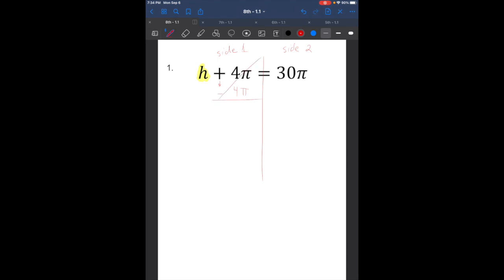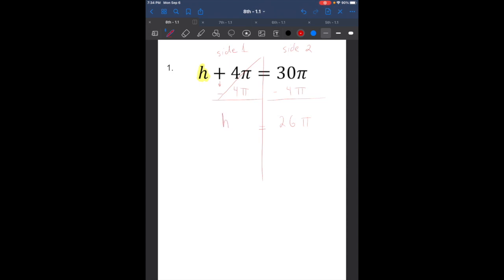And we're going to cross that off. And then the rule was whatever you do on one side, you got to do to the other, right? So what did we do? We subtracted 4 pi. And if we subtract 4 from 30, we do get 26 pi. Bring down that equal sign, equals h.